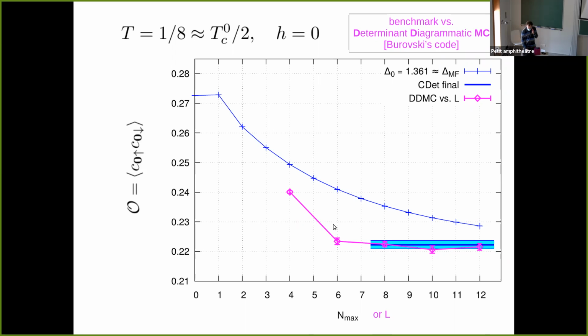So now these purple data from DDMC are plotted not as a function of Nmax, but as a function of L, which is the linear system size. And you see that actually in this case, the finite size effects decrease very quickly. So it looks like we reached the thermodynamic limit already here, and it's perfectly consistent with the CDET result, which is obtained directly in the thermodynamic limit. So that was the benchmark.